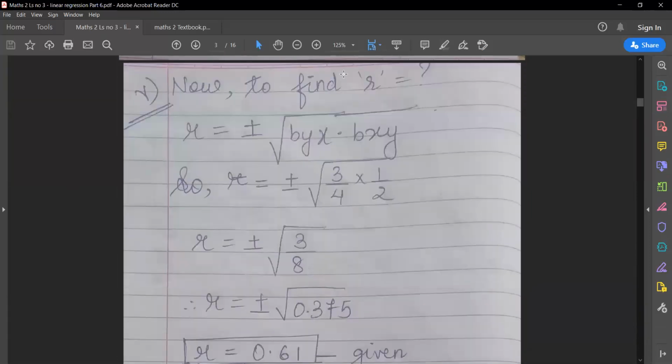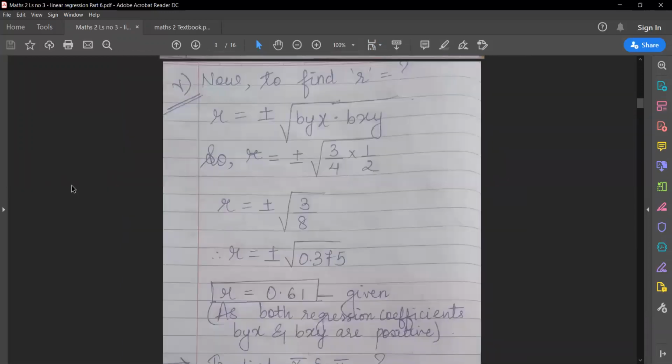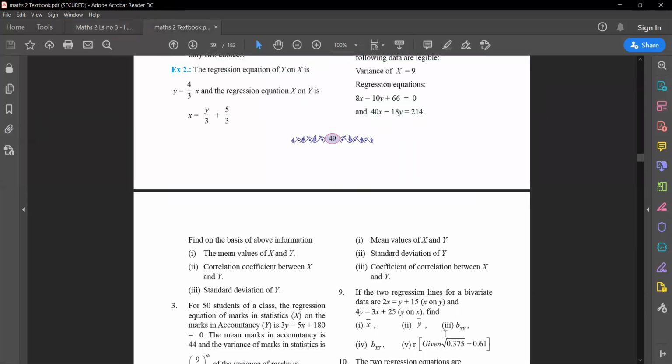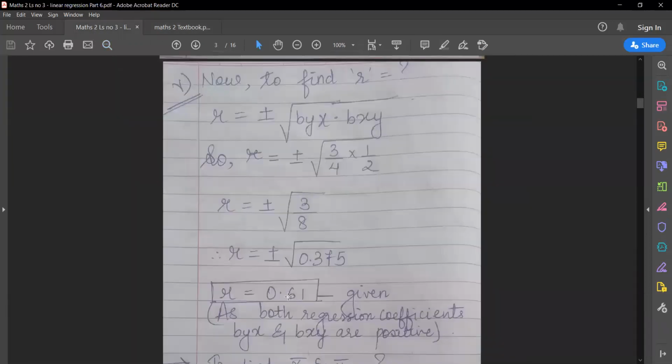So correlation coefficient R is equal to plus minus square root of byx into bxy. So on substituting the values, we have got 3 by 8. When I divide 3 by 8, I get the answer 0.375. Now, if you have observed class, they have already given you the value in the question, square root of 0.375. So I will just substitute over here.